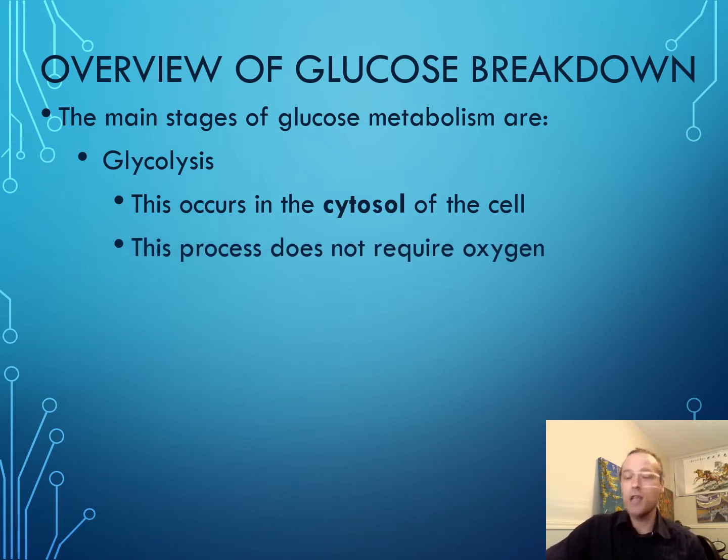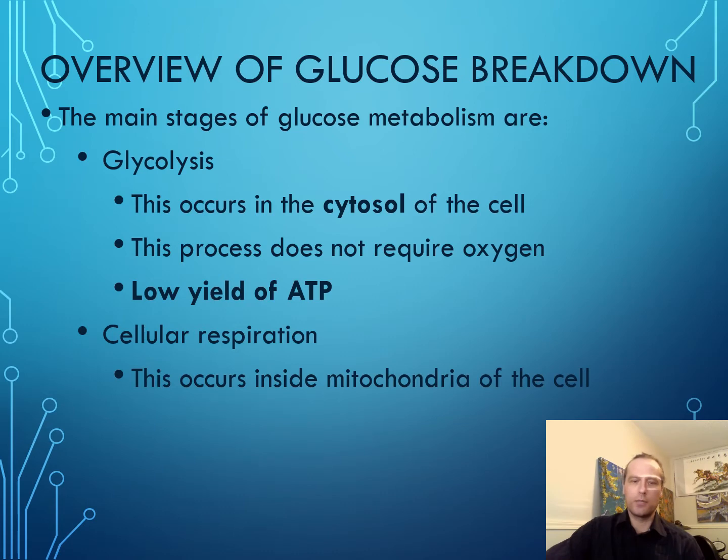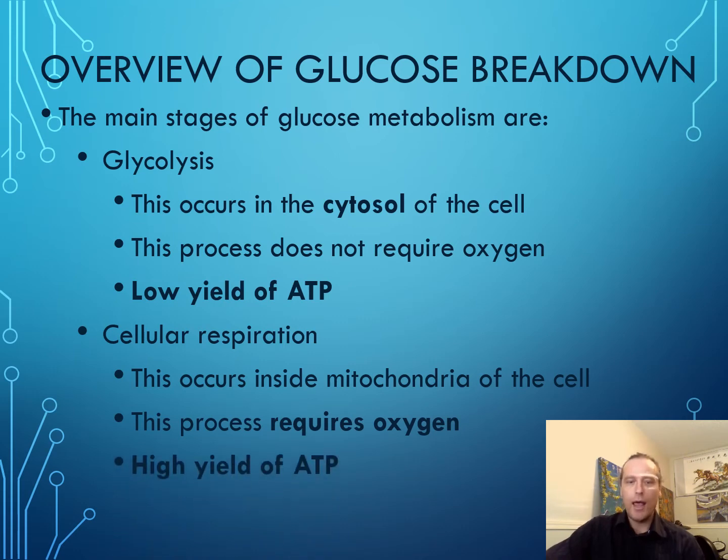This process does not require oxygen. The respiration that occurs in the mitochondria does require oxygen. And we get a very low yield of ATP with glycolysis. So no mitochondria required and a low yield of ATP. Cellular respiration occurs inside the mitochondria of a cell. It requires oxygen and it produces a high yield of ATP.